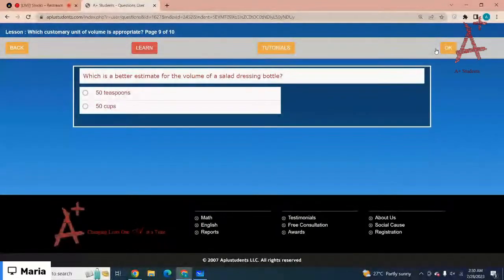Okay, which is a better estimate for the volume of a salad dressing bottle? 15 teaspoons or 15 cups? Which is the correct option?